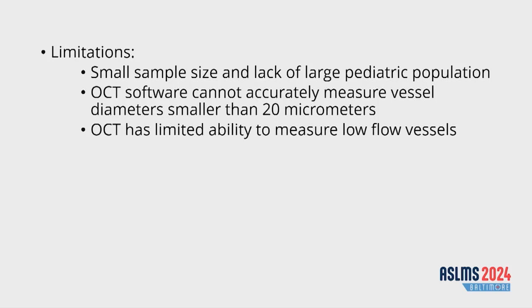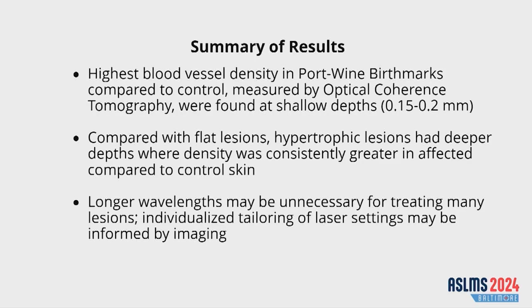So I think that there are going to be things that we can continue to do, but I think that this is really going to ultimately give us some information. As I mentioned, we did see that the highest blood vessel density was at 0.15 to 0.2 millimeters. This may mean that we don't need to use the deepest wavelength for many of our port wine birthmarks. I'm not saying for all. I think there are definite ones that we may want to do that, but for many of our lesions, we may be able to use our 532 or 595 nanometer wavelengths.